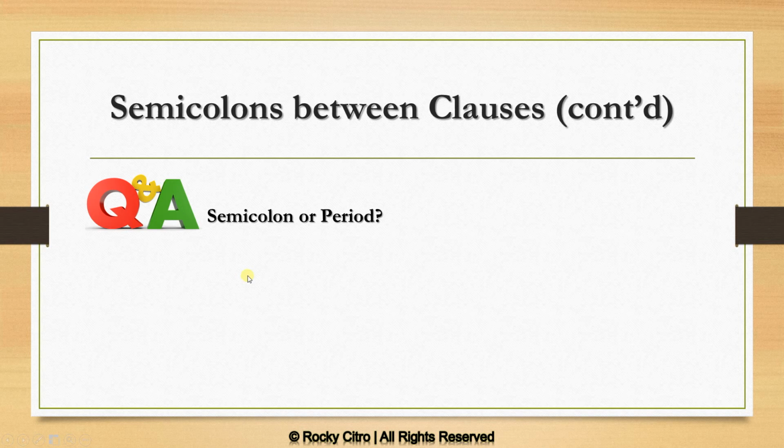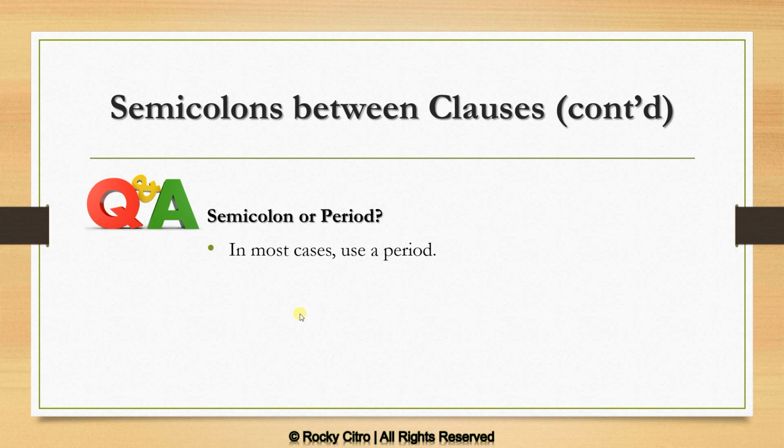Can't we just use a period? And the answer is yes. You can basically always use a period. In this case, we're using a semicolon to join these 2 grammatically complete ideas. So why would you use a semicolon? Well, in most cases, you can just use a period. And if you're not sure, you can just use a period, and you'll always be right.